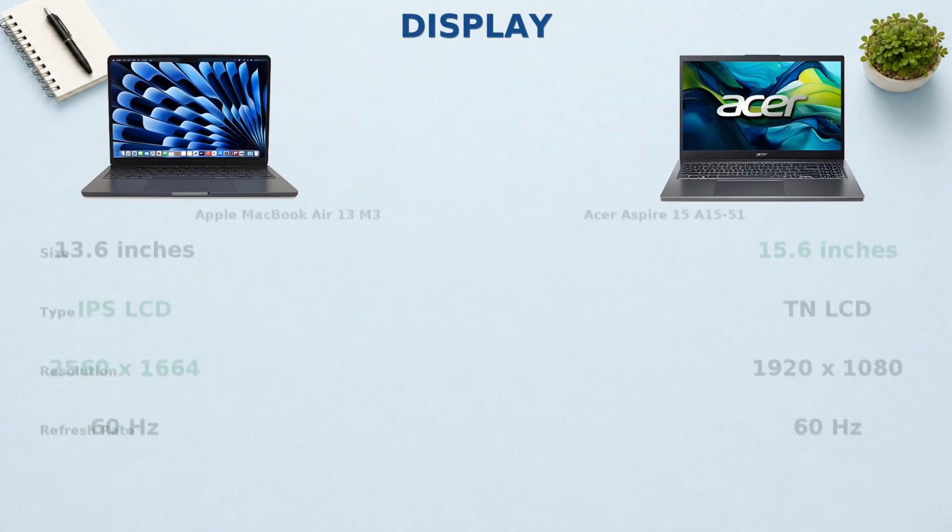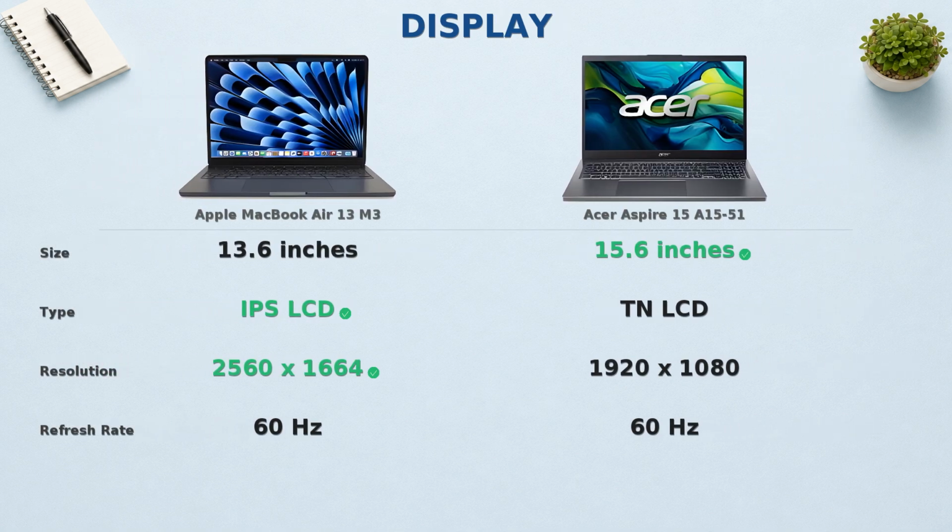A 13.6-inch IPS LCD on the MacBook Air gives you richer colors than the Aspire's 15.6-inch TN LCD. The higher 2560 by 1664 resolution on the MacBook Air means sharper images and more detail for your work or streaming. Both offer a 60 Hz refresh rate, so motion smoothness is identical in daily use.